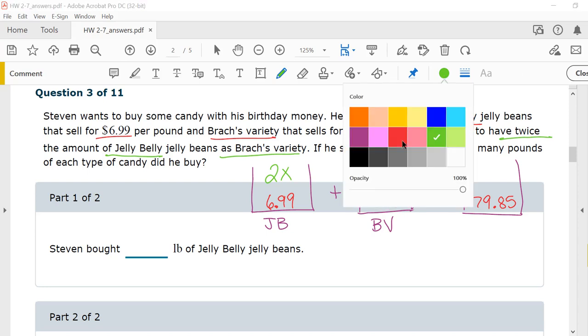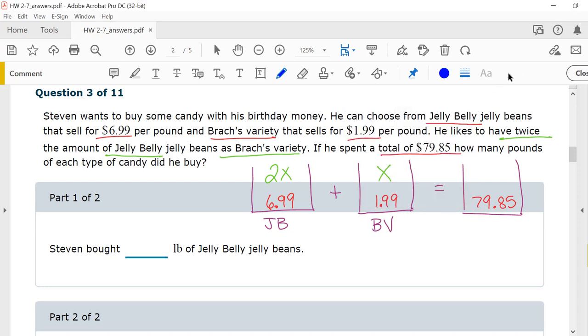So here comes my equation. Jelly Belly jelly beans sells for $6.99 per pound, and I want 2X pounds. Brock's Variety sells for $1.99 per pound, and I want X pounds. If I add those costs up, I'm going to spend $79.85.